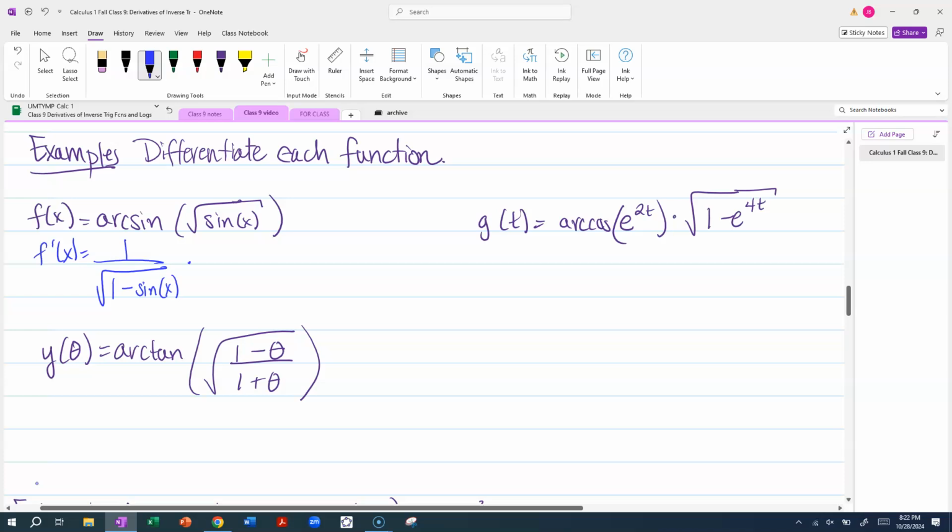And then now I need to multiply by the derivative of the square root of sine, which would be 1/2, and then keep the sine alone, to the power of negative 1/2, and then finally multiply by the derivative of sine, cosine. Okay, so I have arcsine as one stage, the square root as the next stage, and then sine as the third stage.